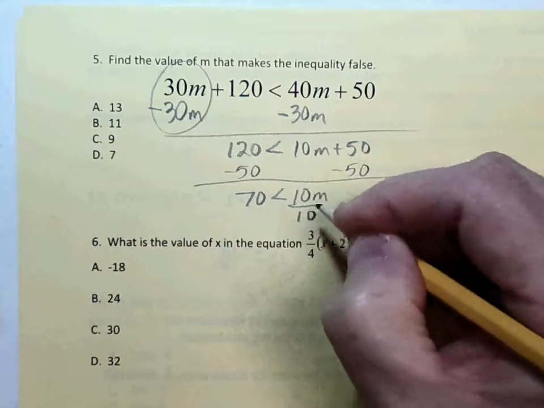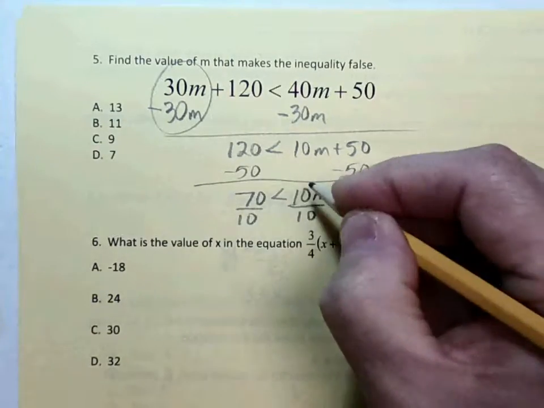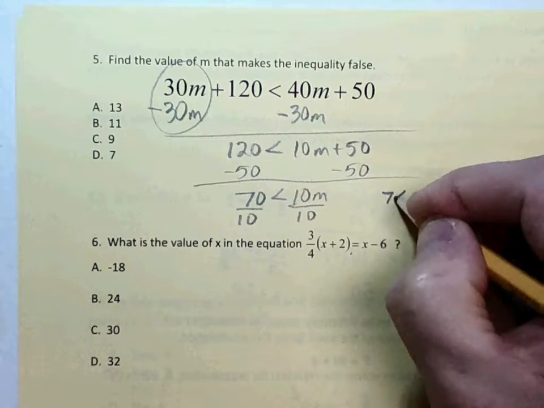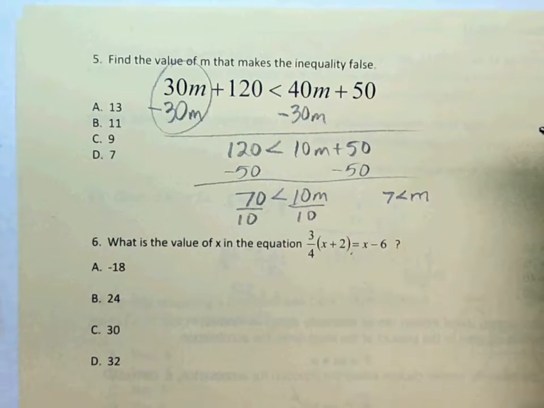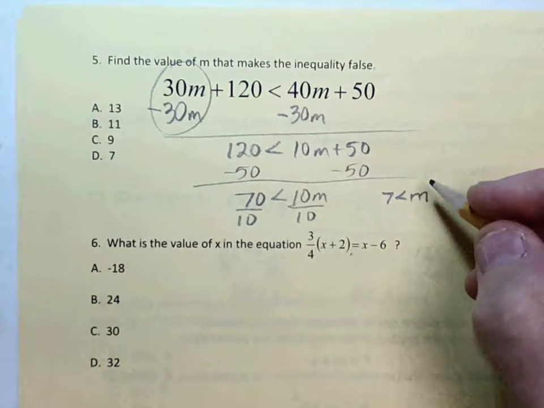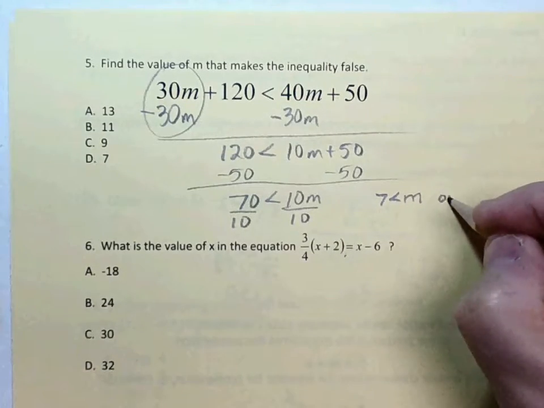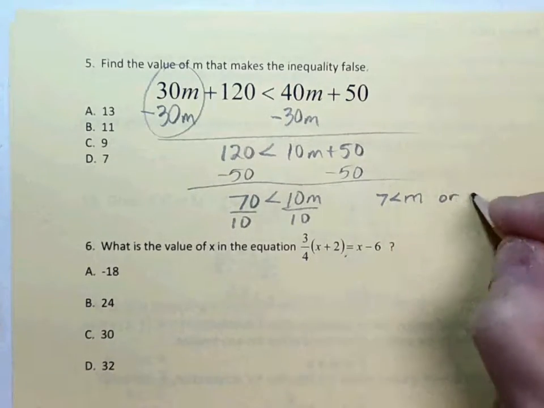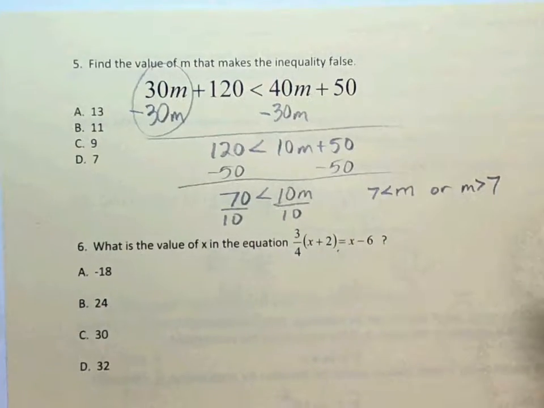Divide by 10. Dividing by a positive 10 will not flip the sign. So I've got 7 is less than m. Okay, and if I want to write it as the variable being first, I just flip everything over. So m would be greater than 7.